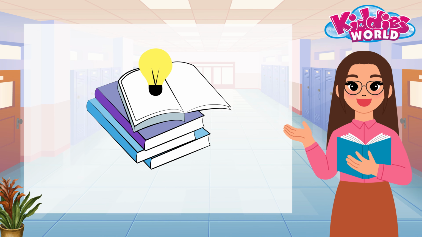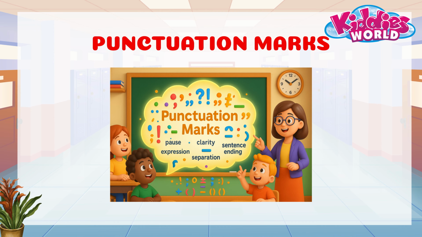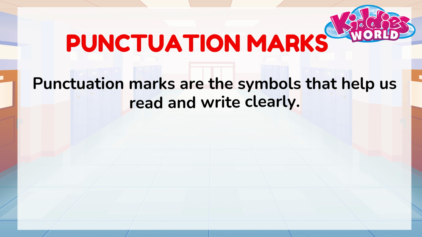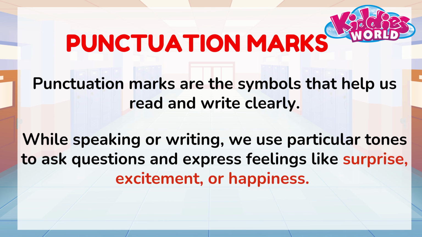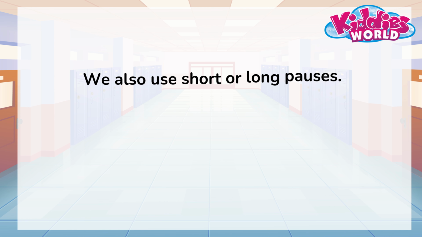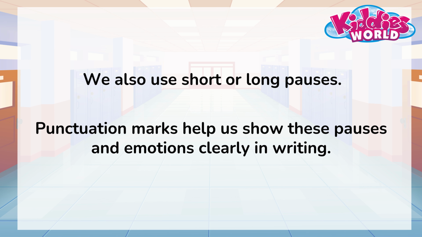Today in this lesson we will learn about a core topic of English, punctuation marks. Punctuation marks are the symbols that help us read and write clearly. While speaking or writing, we use particular tones to ask questions and express feelings like surprise, excitement, or happiness. We also use short or long pauses. Punctuation marks help us show these pauses and emotions clearly in writing.